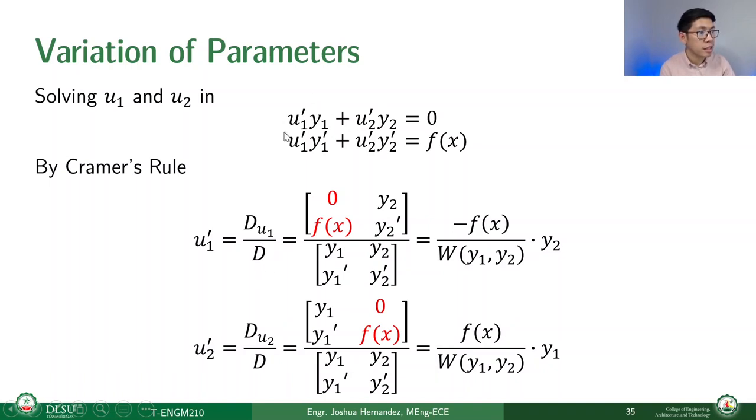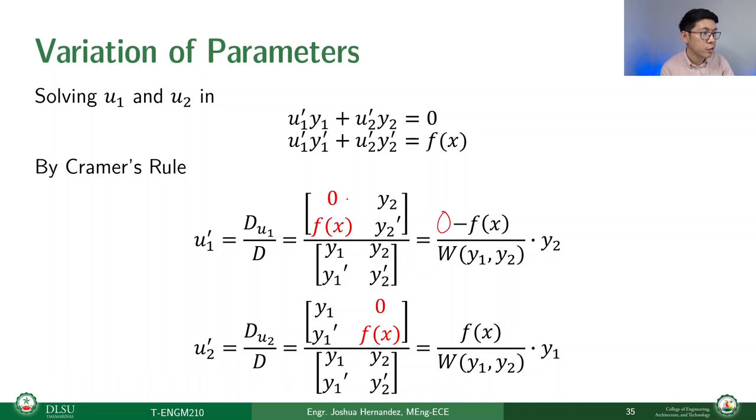Your determinant is basically this part here, the left-hand side: y sub 1, y sub 1 prime, y sub 2, and y sub 2 prime. Now, if you are interested in finding u sub 1, replace the u sub 1 column with the answer column, which is 0, f of x. Taking the determinant, the operation is 0 times y sub 2 prime minus, cross-multiplying, f of x times y2. So this is actually 0 minus f of x y2.